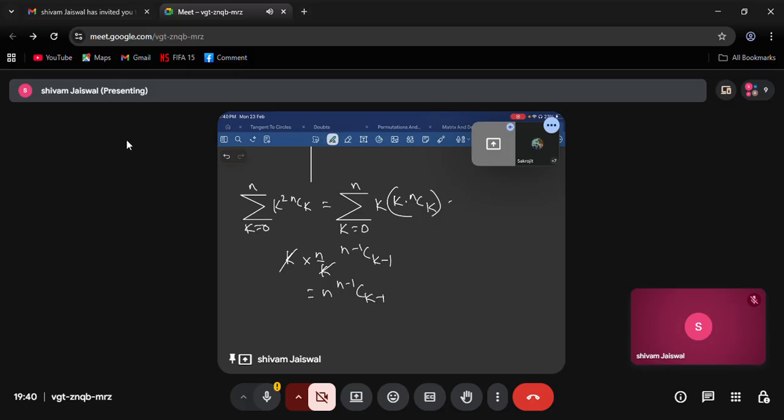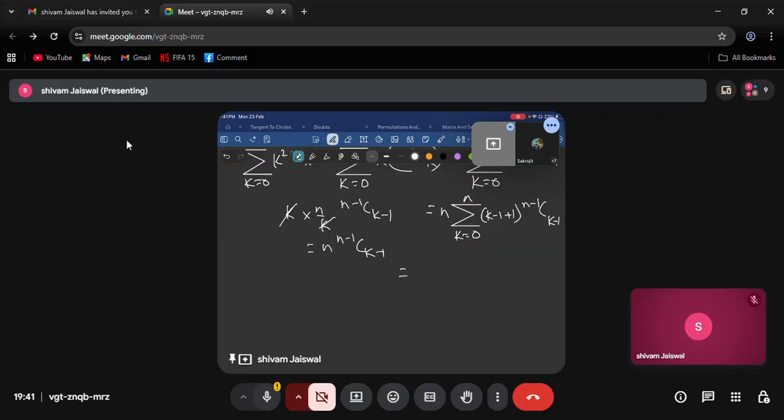So this will become summation of k equal to 0 to n. n will be outside. k into n minus 1 Ck minus 1. We got it up to this much last time also. Next, now what I'm going to do is bring it in this form only, k into nCk, by subtracting and adding 1. Are you people getting? So n into summation of k equal to 0 to n, k minus 1 plus 1, into n minus 1 Ck minus 1. Tell me, are you people getting?